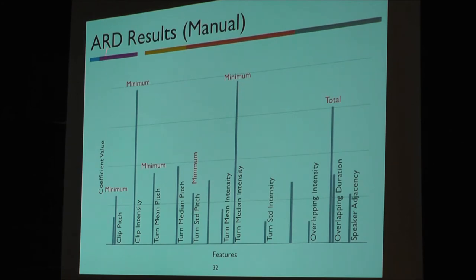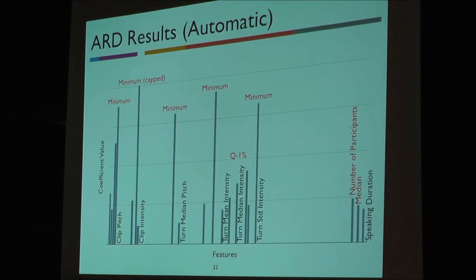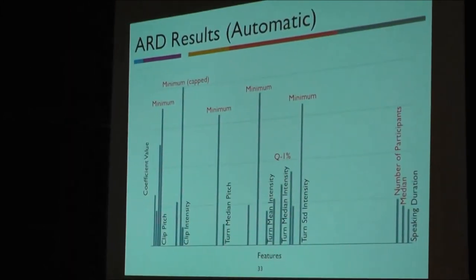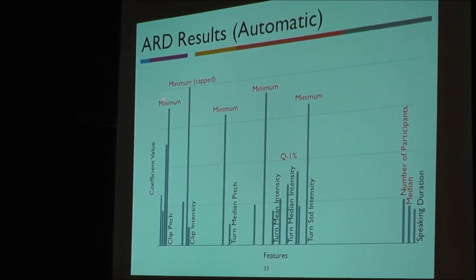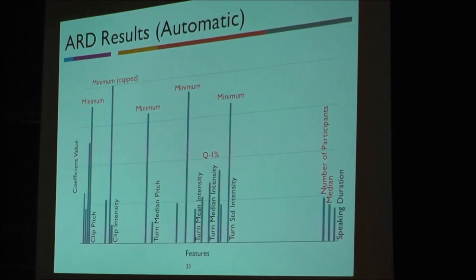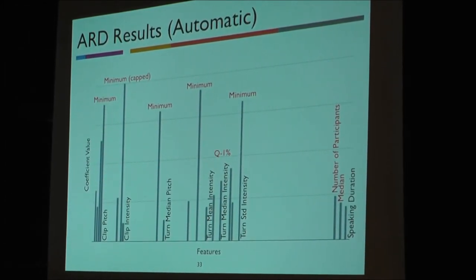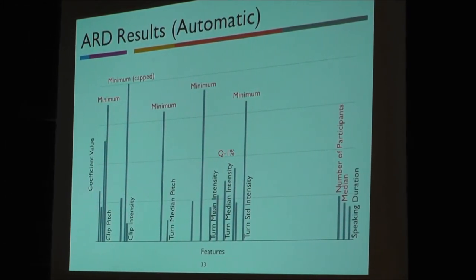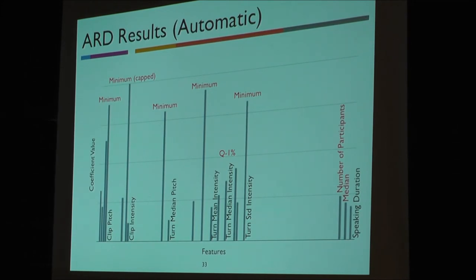So this applies in particular to the manual version, but we can see that the results get some confirmation also in the automatic version. So again, you see the minimum of the pitch, the minimum of the intensity, the minimum of the pitch median. Here you have the quantile at 1%, which is an approximation of the minimum. In the end, it's very close to the minimum in value.